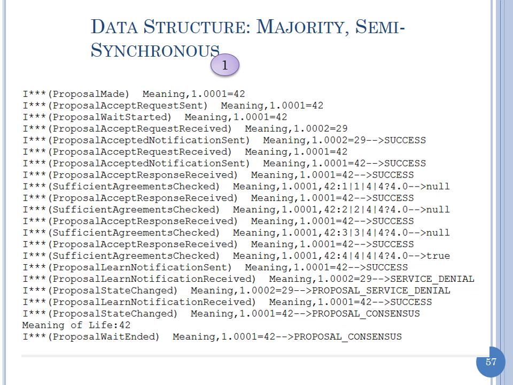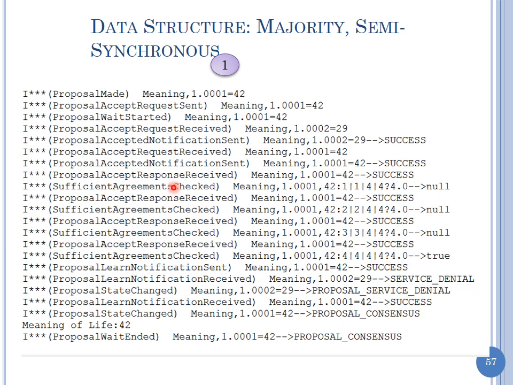Okay, and let's look a little bit at our general algorithm and the data structure. Originally, I'd planned to show you the algorithm in more detail than what I've shown so far. But let's try to understand the data structure that might be involved here in doing the accept. Let's look at this data structure here. This is at the proposing end. It gets a proposal accept response received, and it's trying to figure out whether a sufficient number of agreements have been achieved or not. When they are, it sends a learn notification, and when they haven't been, it does nothing.